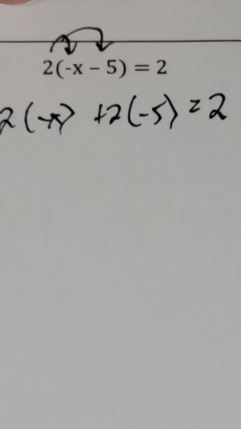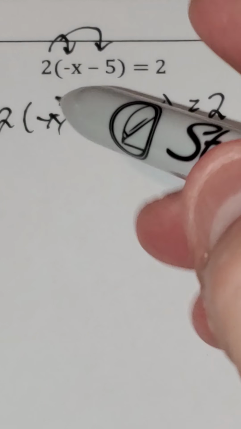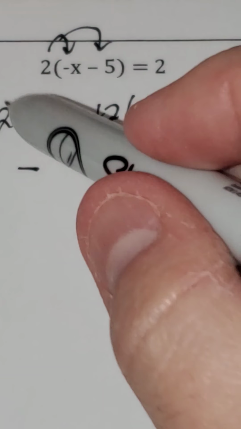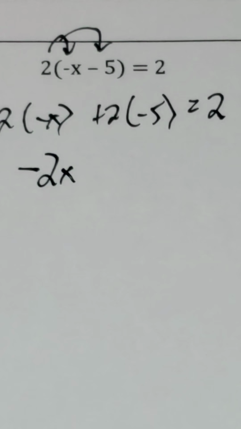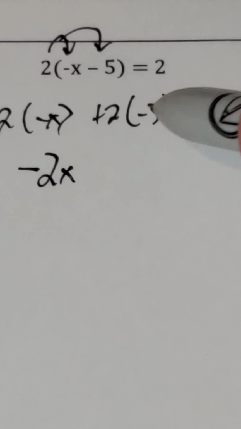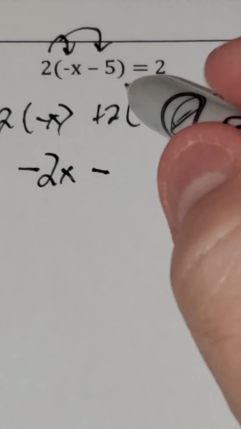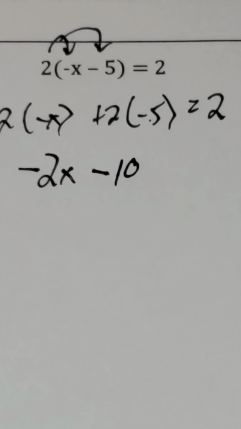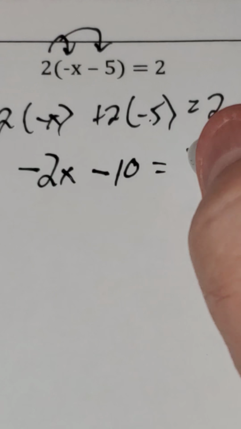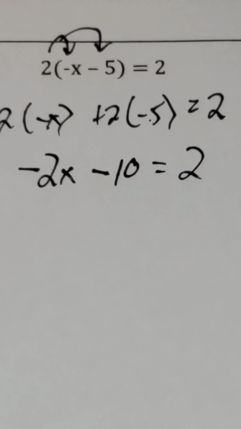Okay, and we just do the math here. Positive times a negative is a negative. 2 times x is negative 2x. Positive times a negative is a negative. 2 times 5 gives us 10. And this again equals 2. Just keep writing everything you see after you've calculated.